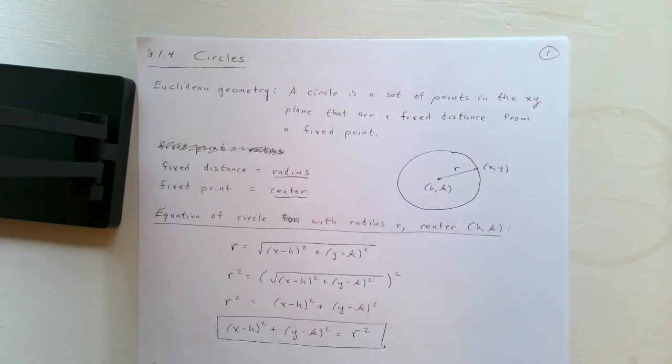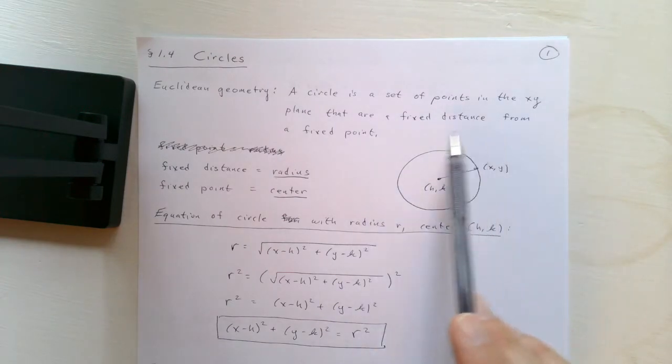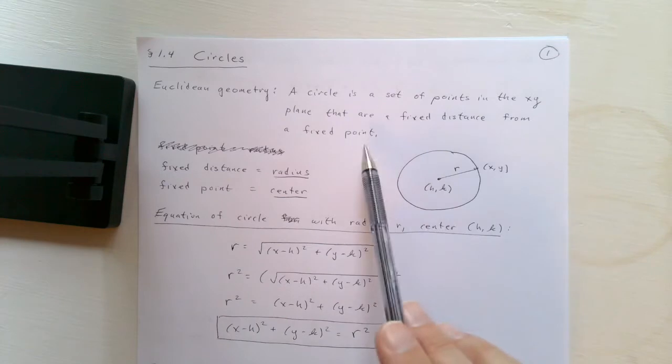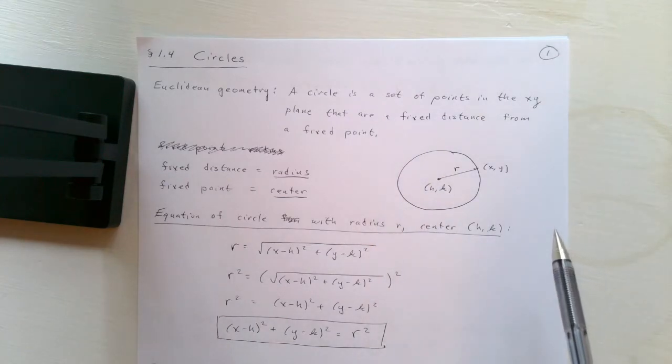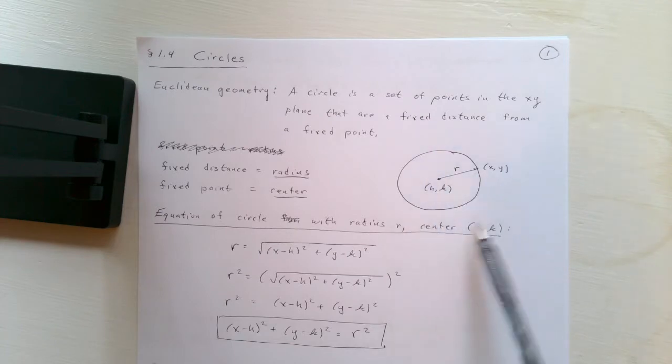When the ancient Greeks set out to define a circle, they didn't define it as a set of points that satisfies a certain equation. They took a very basic geometric approach and said a circle is a set of points that are a fixed distance from a fixed point. And again, that's one of the axioms of Euclidean geometry, that you can do this.